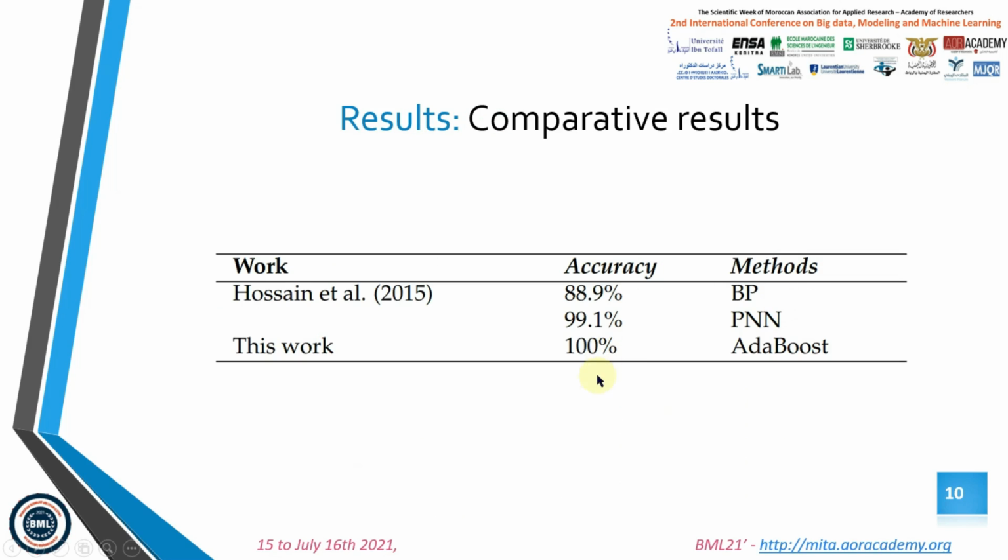And the last result is a comparison between this work and the related work that used the PNN or the probabilistic neural network to classify the raw EEG, and this method found an accuracy of 99.1%. This value is lower than our work that used the AdaBoost for classification and DE for the parameter optimization, which found an accuracy value of 100%.